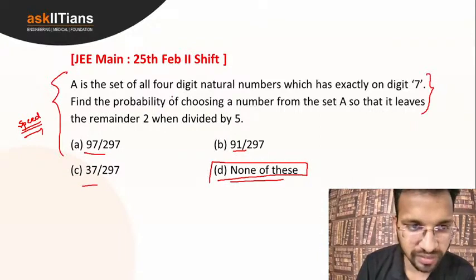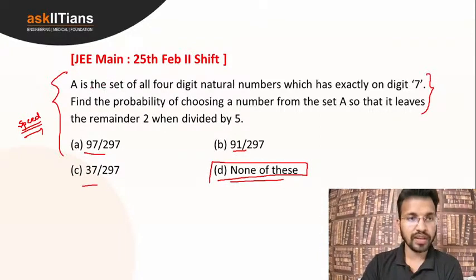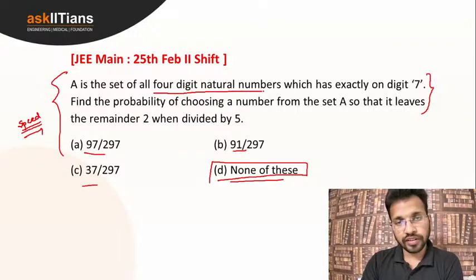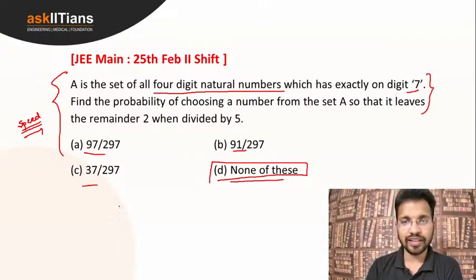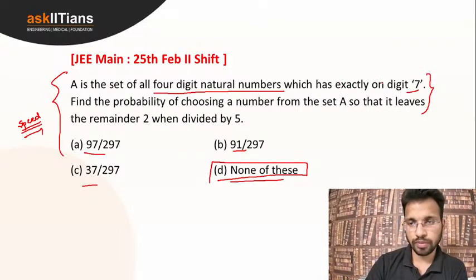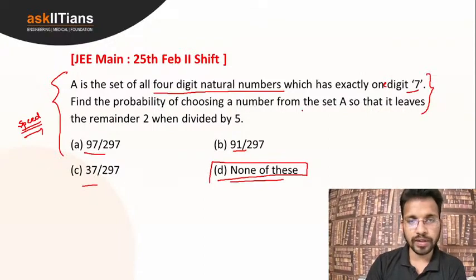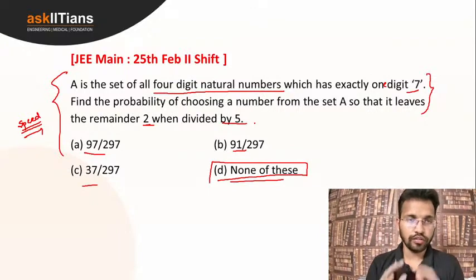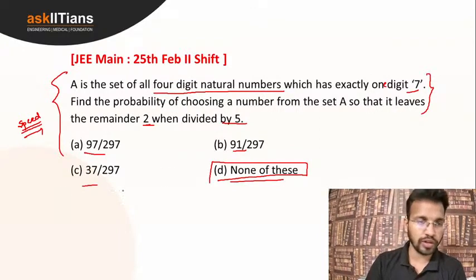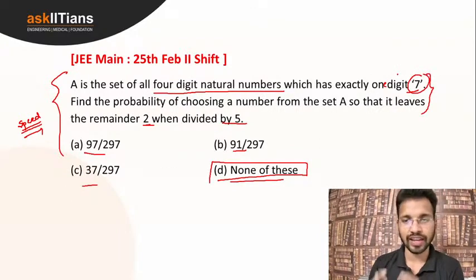Basically, let us first read the question. Set of all four-digit natural numbers which has exactly one digit 7. Find the probability of choosing a number so that it leaves remainder 2 when divided by 5. So first of all, we have to make a set of four-digit numbers which has exactly one digit 7.